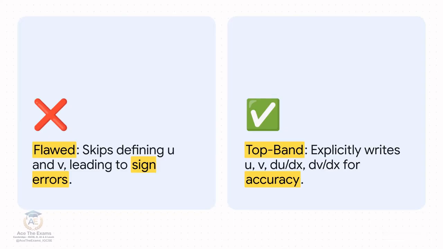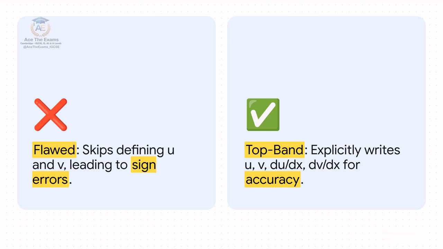And this brilliantly illustrates the critical difference between an average exam paper and a top band exam paper. Take a look at the flawed student answer. They jump straight into applying the quotient rule formula in their head. Now, because the quotient rule has a minus sign built right into the numerator, skipping the explicit definition of u and v almost always leads to a fatal sign error. It happens all the time.